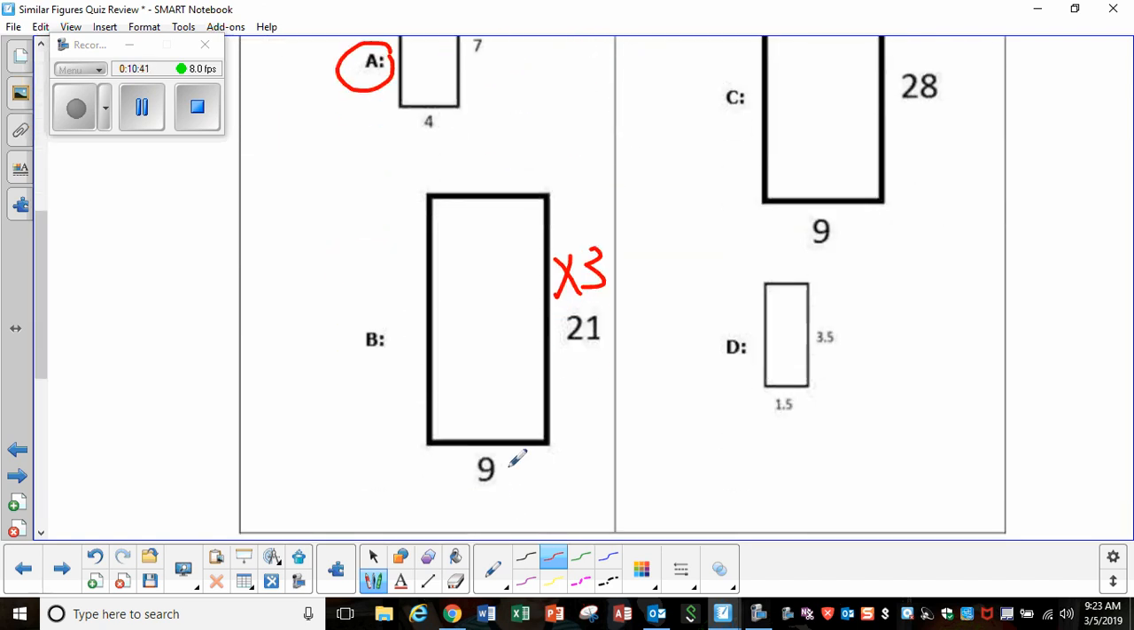But in this new image, it's now 9. So 3 times 3 is also 9. So this looks like it has a scale factor of 3 times the size. So this is similar. So I'm not going to pick letter B.